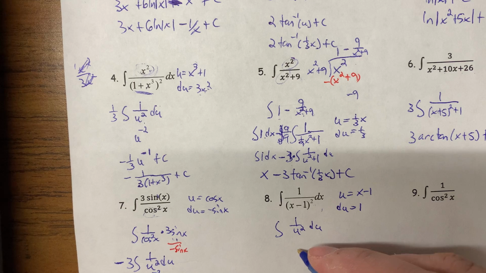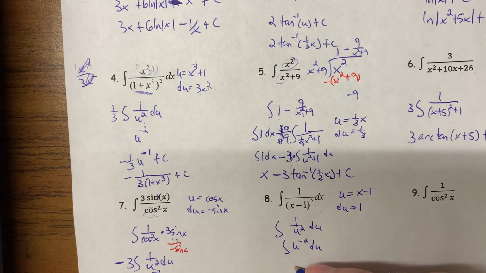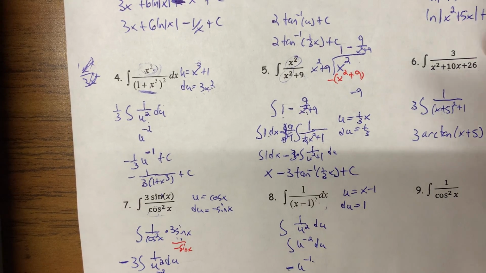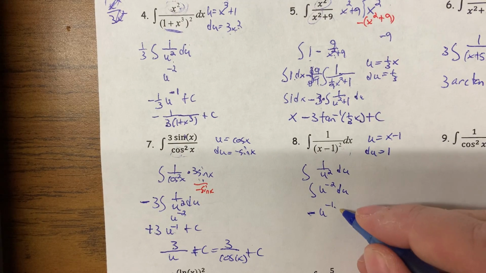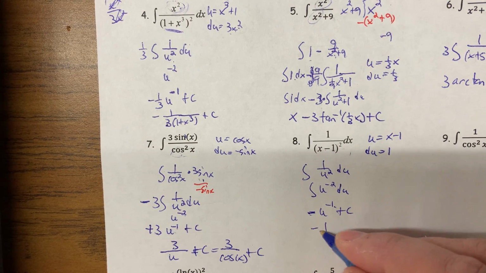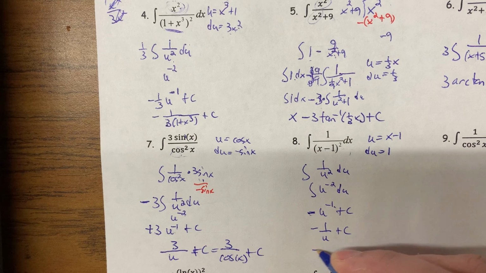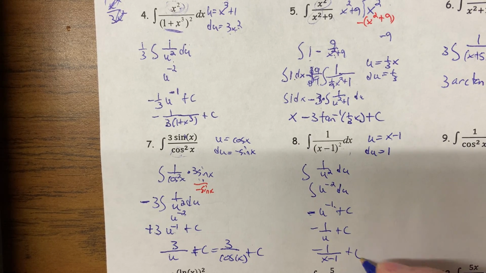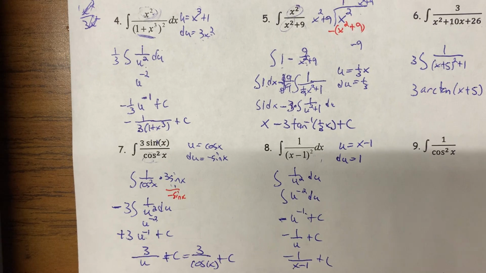We need to raise the power by 1. Sorry, this is u to the -2, I guess we should say, du. So we're going to raise the power by 1 and divide by the new power. So negative u to the -1, and so we have -1 over u plus c. -1 over x minus 1 plus c. There is our u substitution.